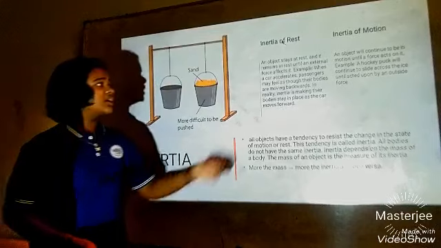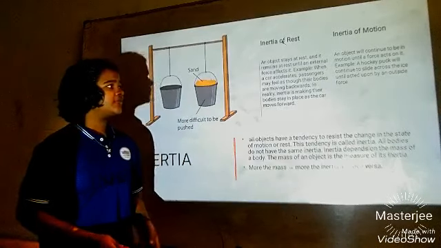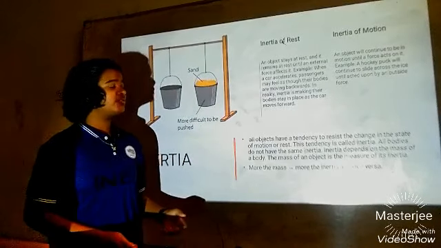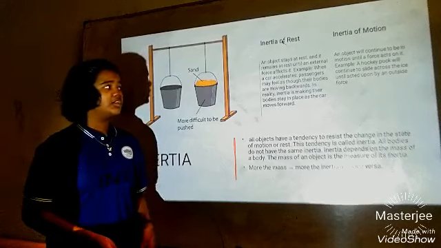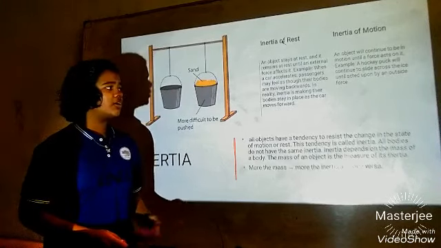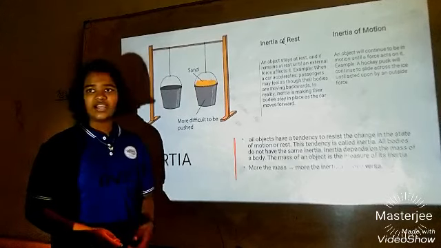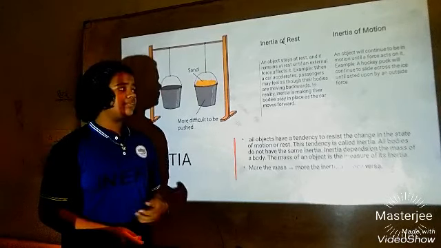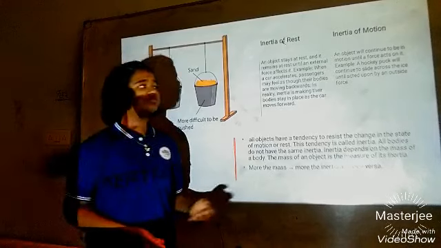Inertia of rest. An object stays at rest and it remains at rest until an external force affects it. For example, when a car accelerates, passengers may feel as though their bodies are moving backwards. In reality, inertia is making their bodies stay in place as the car moves forward.